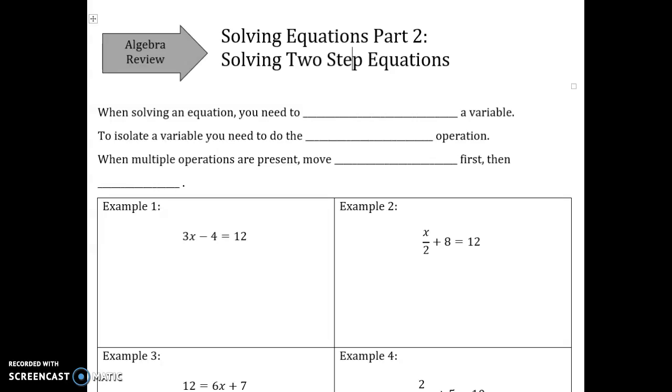When solving an equation, you need to isolate a variable, just like before. To isolate a variable, you need to do the opposite operation. And when you have multiple operations present, it is important that you do things in a specific order. First, you move the adding or subtracting. Then you move the multiplication or division.